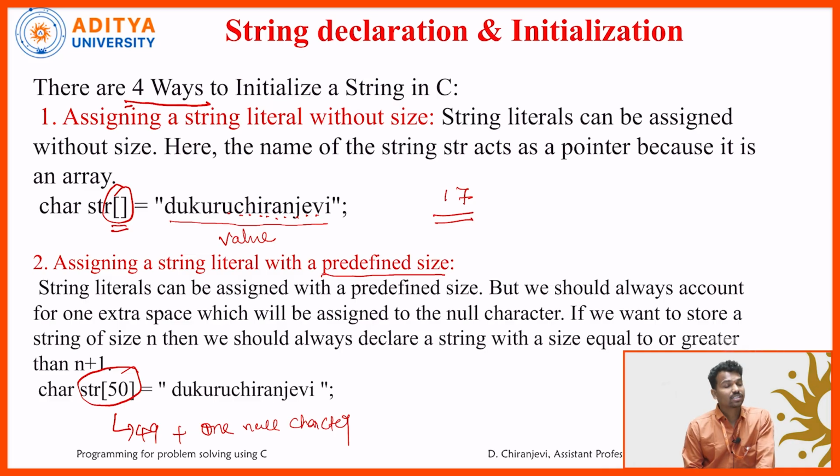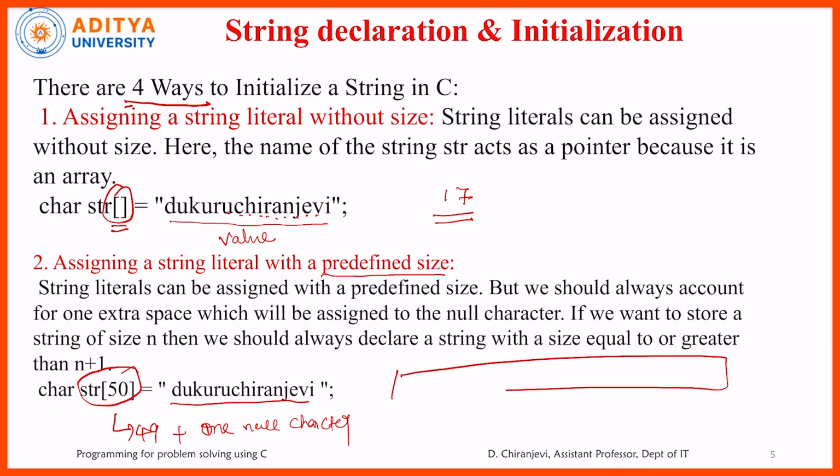So now, if you want to store a string of size 50, you are storing 49 characters and one null character. Here you have given Dukuru Chiranjeevi, already I said 16 characters, and then plus one more character, then the rest of the memory will be wasted. So 17 bytes will be occupied, and the rest will be wasted. So 0 to 49 index, the last index is 49, so up to 17 if you occupy, then the rest of the memory will be wasted.